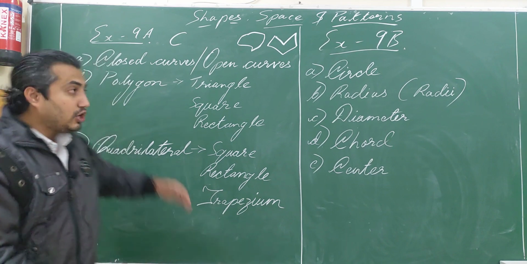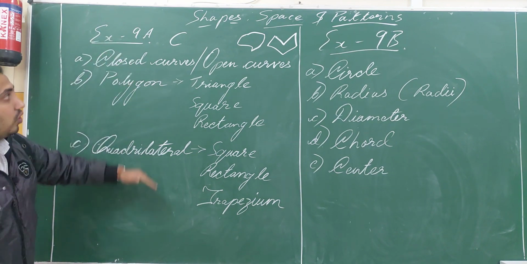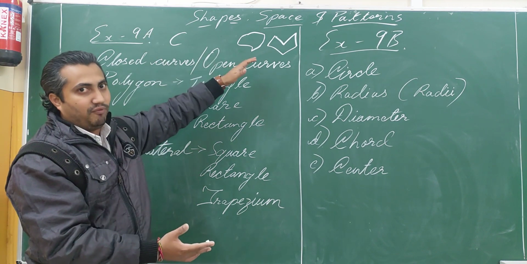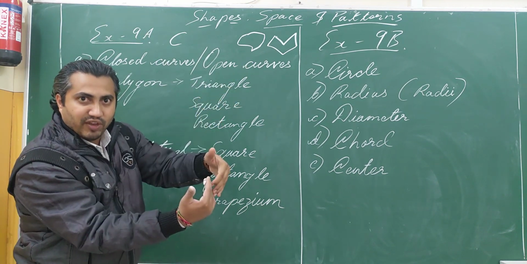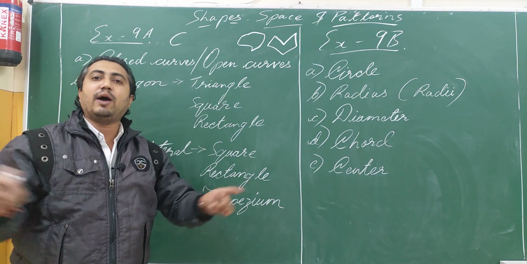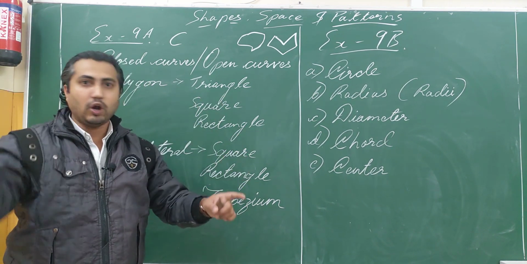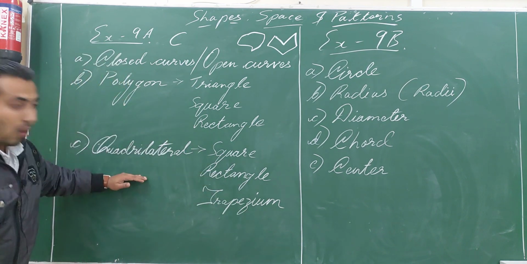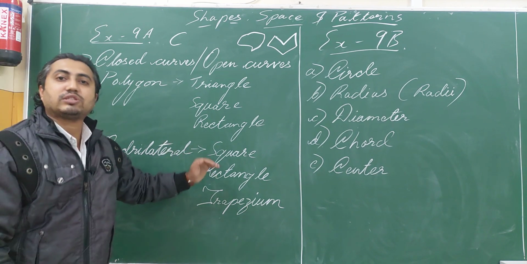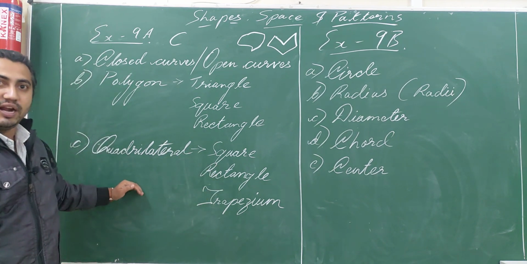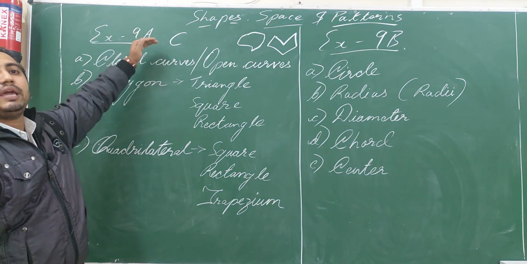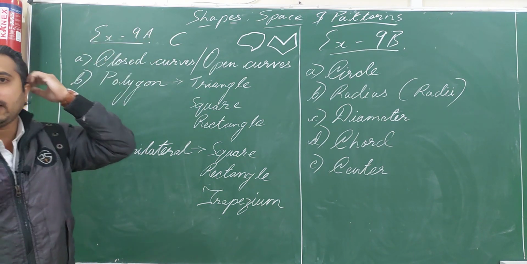Okay students, if you look at the flow, first we understand the closed figures and the open figures, then polygon, which is a closed figure but the sides have to be straight lines, cannot be curved. Then quadrilateral, it is a polygon which has only 4 sides. So students, if we remember these things, we will be able to solve exercise 9A.